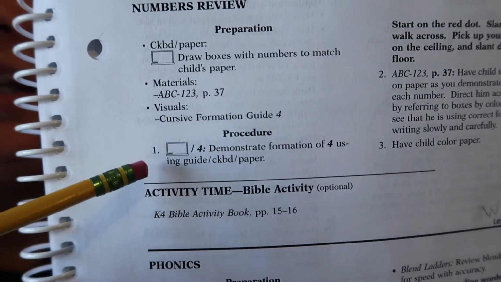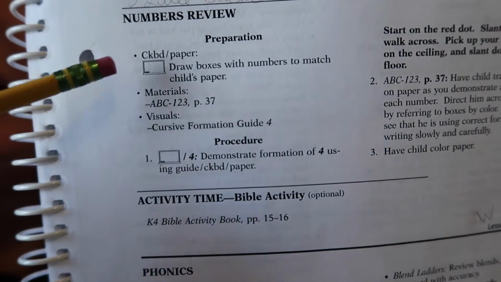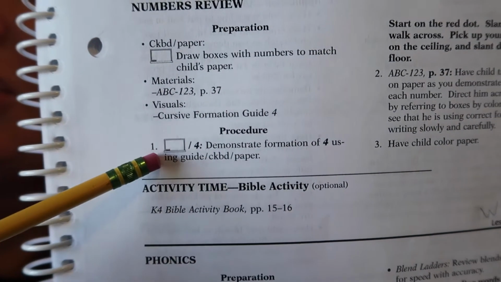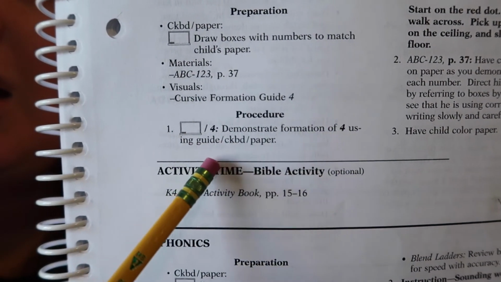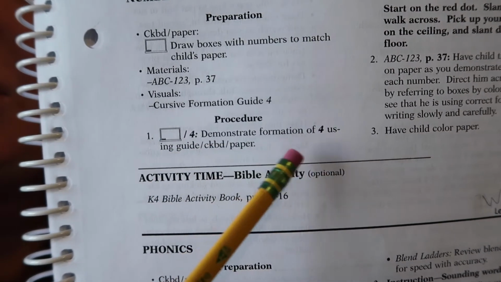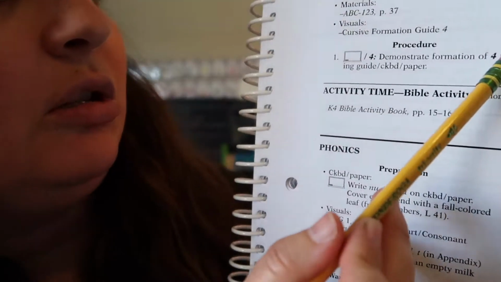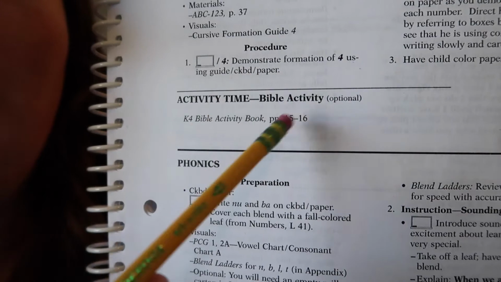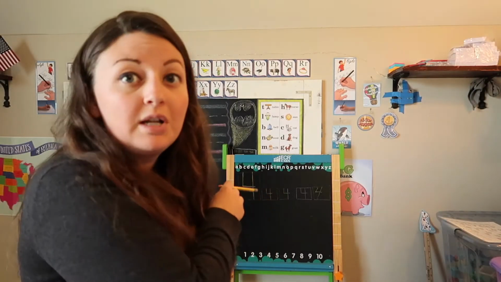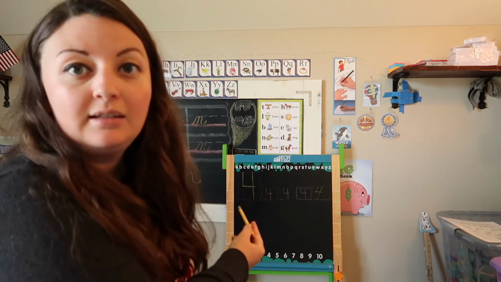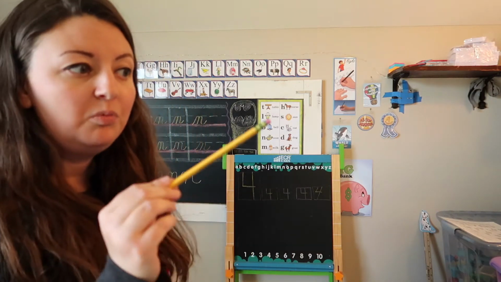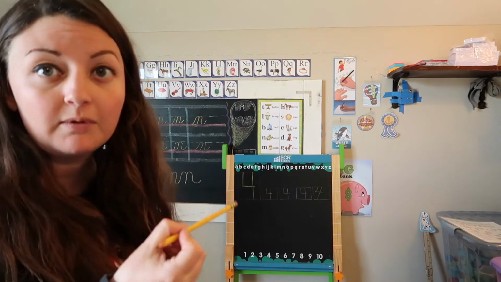Okay, so then it says you're gonna go to the chalkboard. Again, that's what that symbol means, you're gonna go chalkboard or paper, whatever, and you're going to demonstrate formation of 4 using the guide. So the thing that you wrote, you're demonstrating each one. As the child got to each box, I would show him first before he wrote it, kind of like we do in writing.